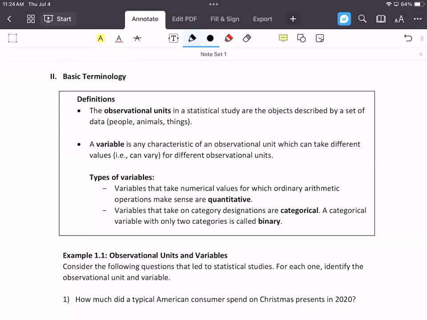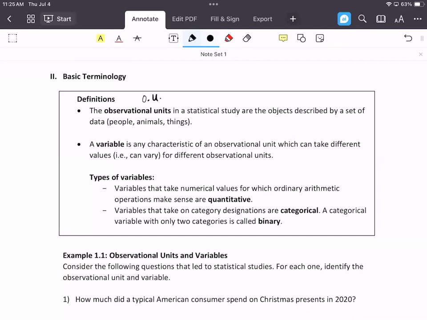Observational units in a statistical study are the objects described by a set of data. You'll frequently see me write observational units, instead of writing out the full observational unit, I'll just say OU. They're what we're going to look at. Examples include people, animals, things. They can be animate, in other words, moving, or inanimate objects.